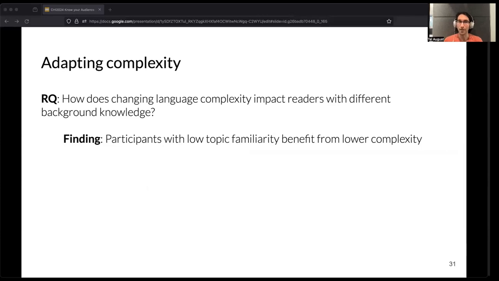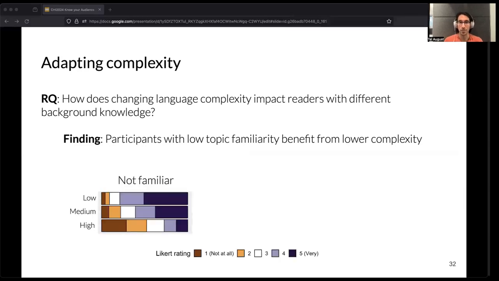So as I said, I'll cover our findings across the first 2 studies together as they were surprisingly consistent. Then I'll go into our final study. Overall, we found that participants with low topic familiarity benefited from lower complexity summaries, but participants with high topic familiarity did not. So this figure plots participants' ratings of how easy it was to read a summary written at one of the 3 levels of complexity, going from low at the top to high at the bottom.